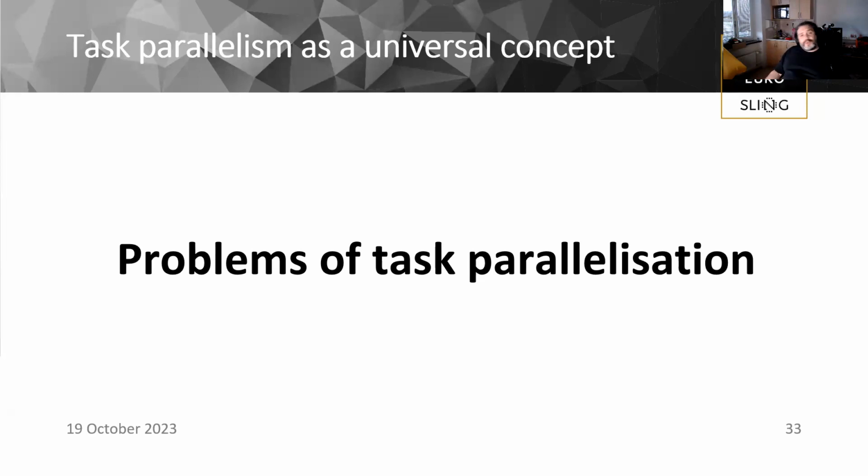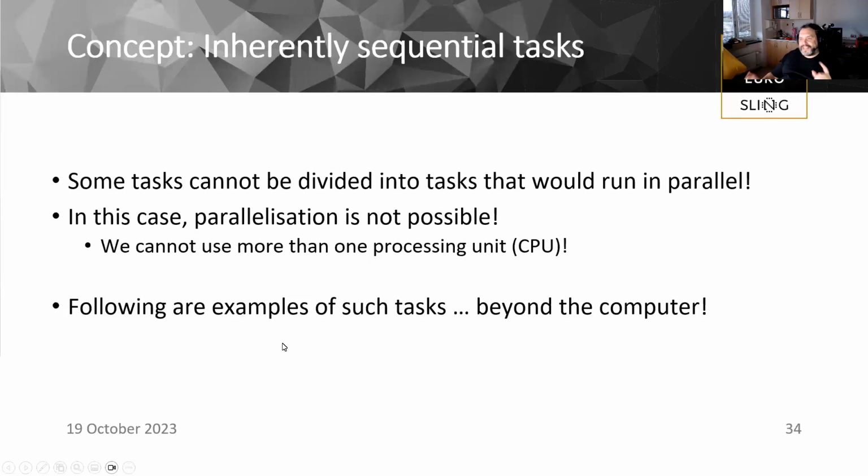So if it were easy, as I said, again, we wouldn't need this lecture. So let's see what the problems are. Some tasks cannot be divided into smaller tasks that would run in parallel. In this case, actual parallelization, like splitting tasks, is not possible. We cannot use more than one processing unit.